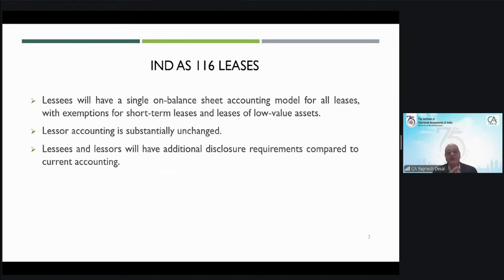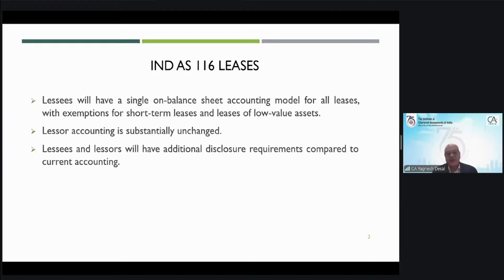However, from the perspective of the lessee under 116, the lessee does not treat any assets as operating or finance lease, except short-term leases and low-value assets. We'll see what these short-term leases and low-value assets are. So barring these two leases, the lessee under certain circumstances has to recognize the right of use assets and the lease obligation, lease payments.